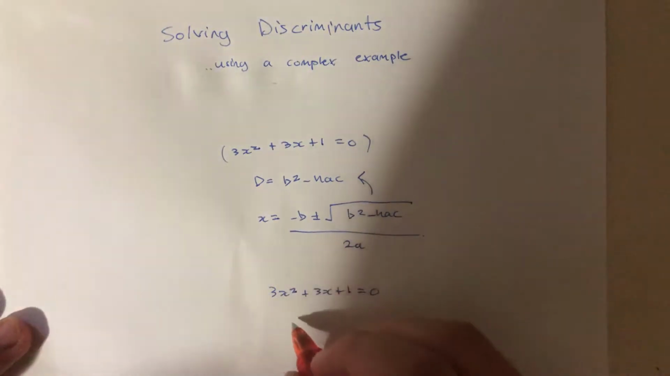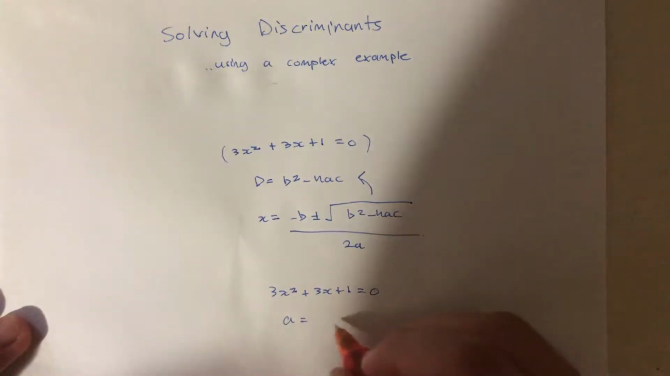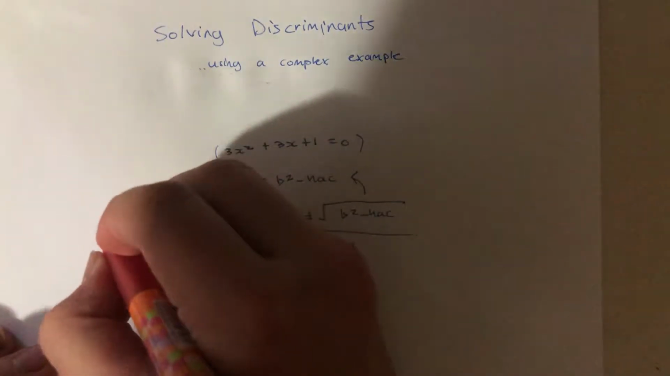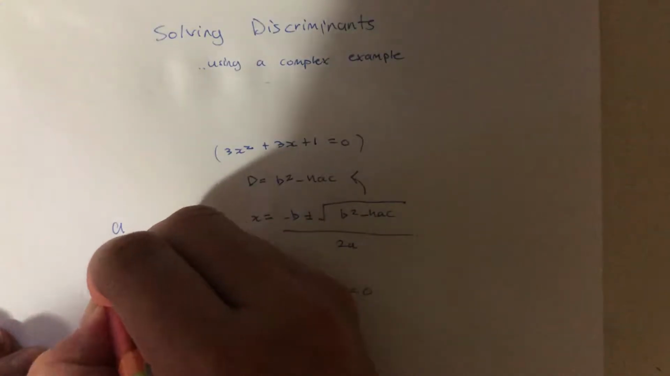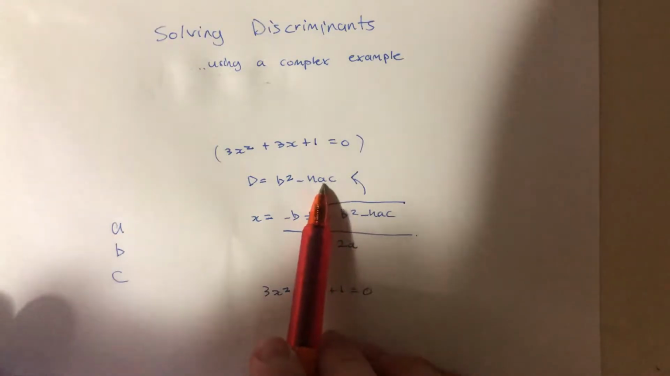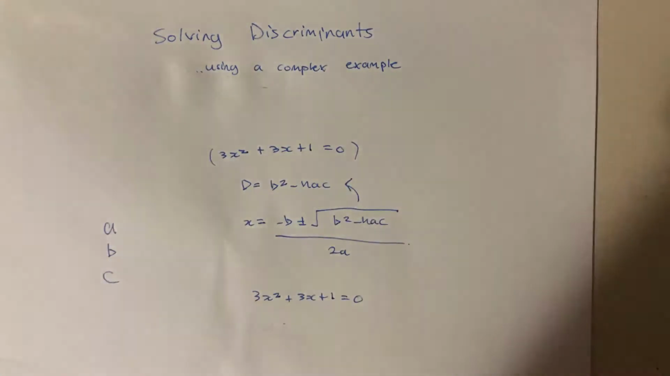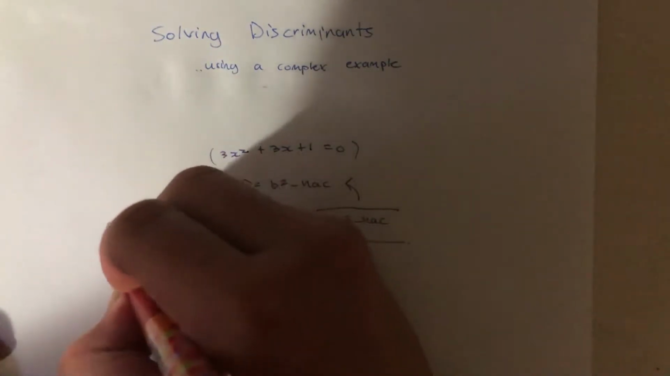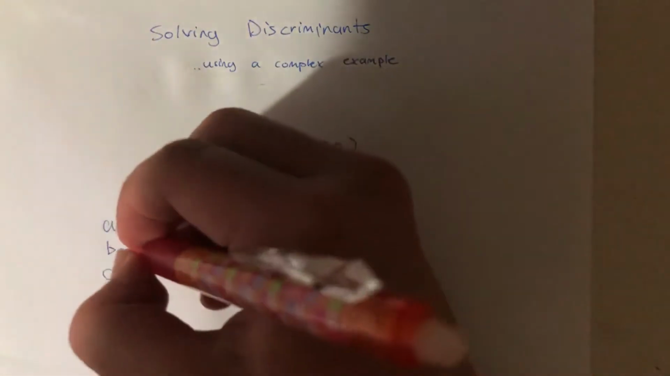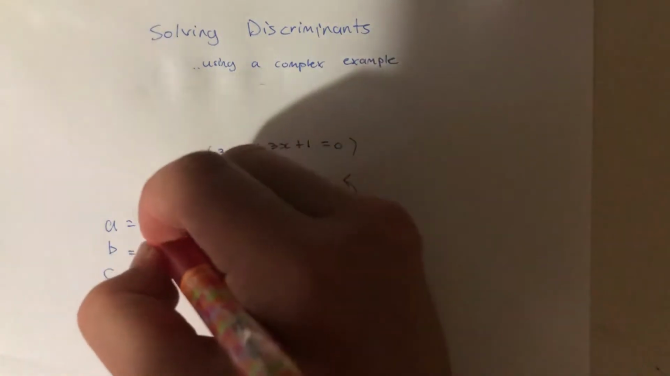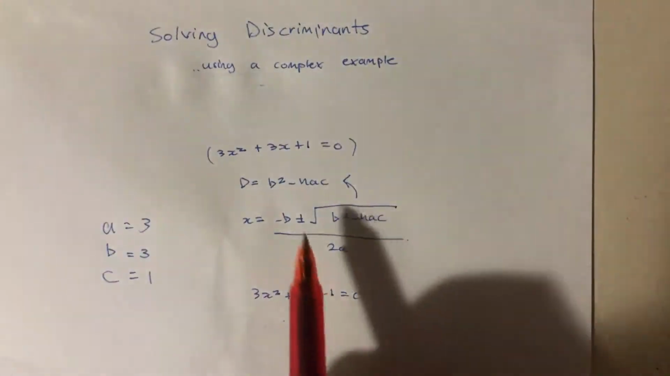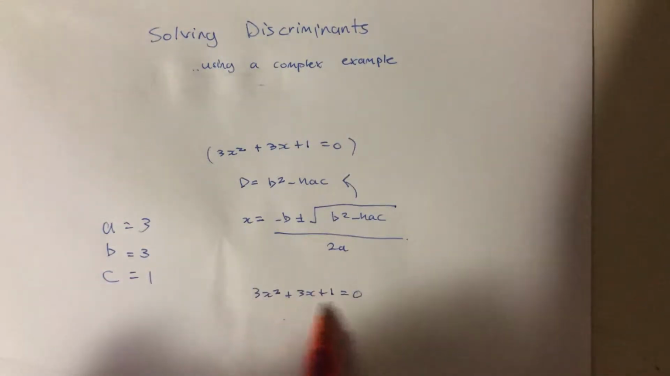By doing that, we have to find what a equals, what b equals, and what c equals, in order to solve for b, a, and c in this discriminant. If you look here, a equals 3, b equals 3, and c equals 1. Now that we have all our components, we can use this equation to solve this question.